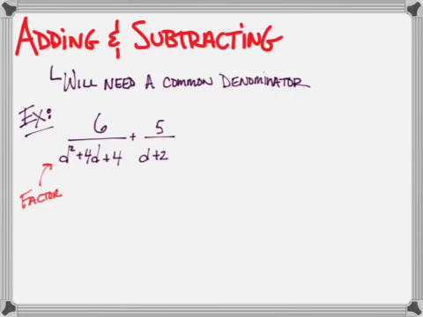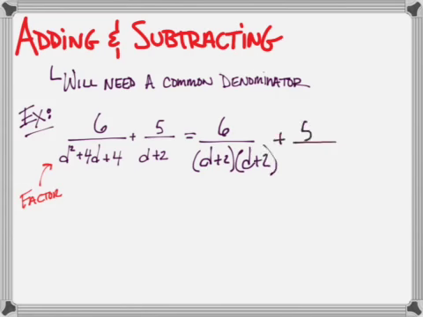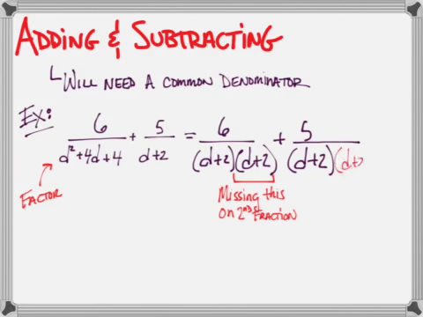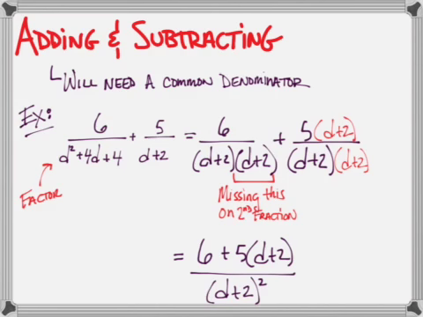So I'm going to factor that denominator, and it turns into d plus 2 times d plus 2. And so if I want to get a common denominator, it's going to be d plus 2 squared. I'm missing that value of d plus 2 on the second fraction. So I'm going to add it there. And I can't just add it to the denominator. I have to add it to the numerator as well. And now I have a common denominator. I can add everything together. So my final answer is 6 plus 5 times quantity d plus 2, all over quantity d plus 2 squared. I could distribute the 5 if I wanted. It's not necessary. I've combined it into one rational fraction.